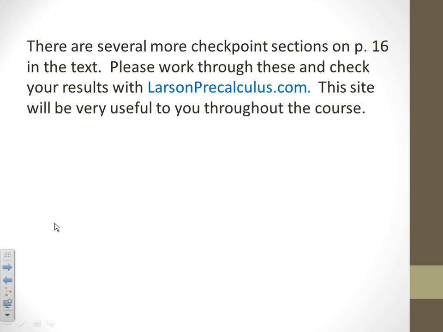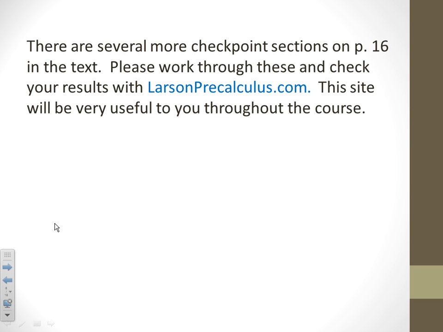So the next slide says there are several more checkpoint sections on page 16 in the text. Work through a bunch of them. Okay, play around, especially just play around with the checkpoint audio that's provided for us online, just so that you know how to work that option for today and for future lessons.